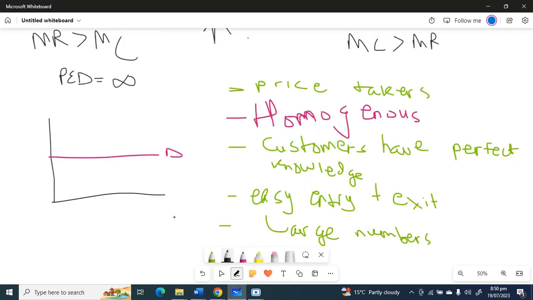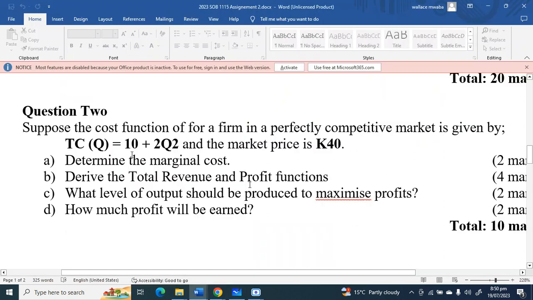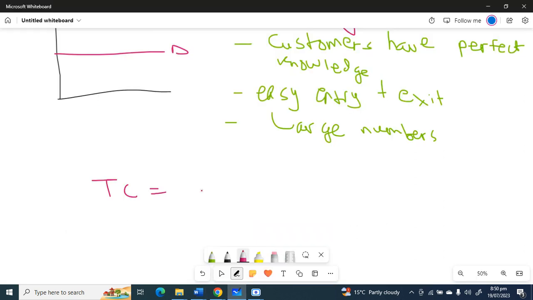A function shows the relationship between two variables. So here, this function is showing the relationship between cost and the quantities produced. TC equals 10 plus 2Q squared.